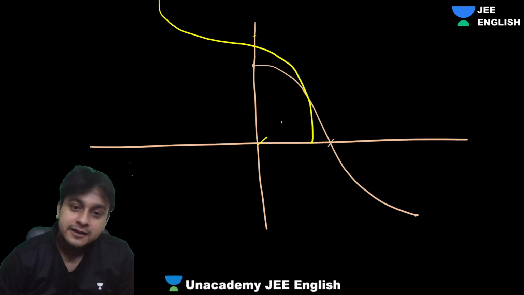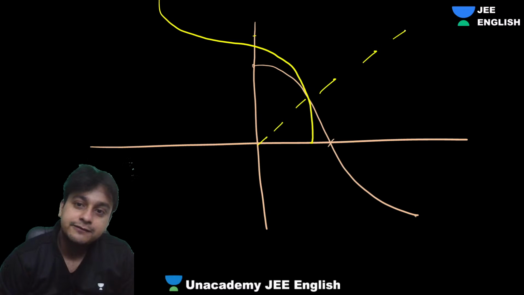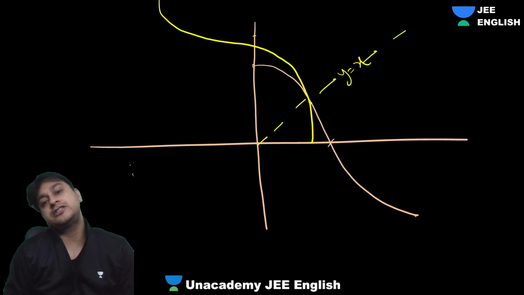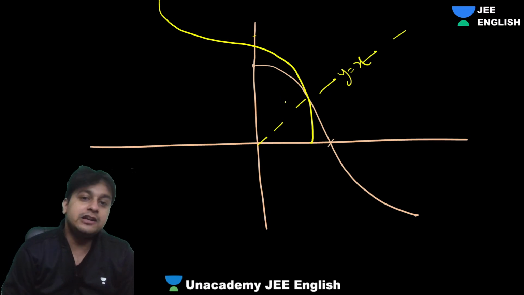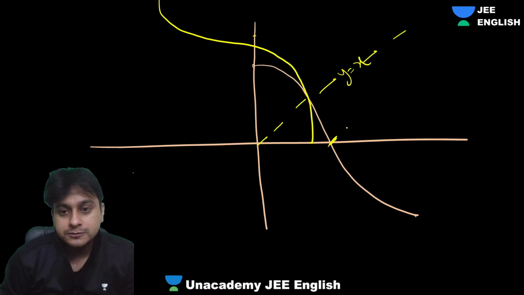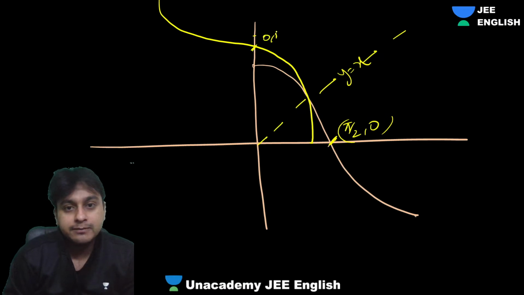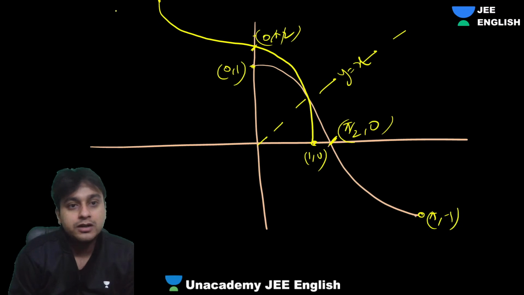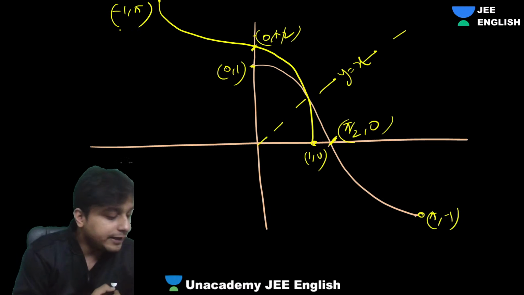You can see here that, guys, you can obviously take the reflection about y equals x, and both are obviously like this. Both are reflections, isn't it, guys? Are both the white and yellow graphs reflections about y equals x? Yes, they are. This point was pi by 2 comma 0, so this point has now become 0 comma pi by 2. This point was 0 comma 1, so this point is now 1 comma 0. This point was pi comma minus 1, so this point has now become minus 1 comma pi. Okay.